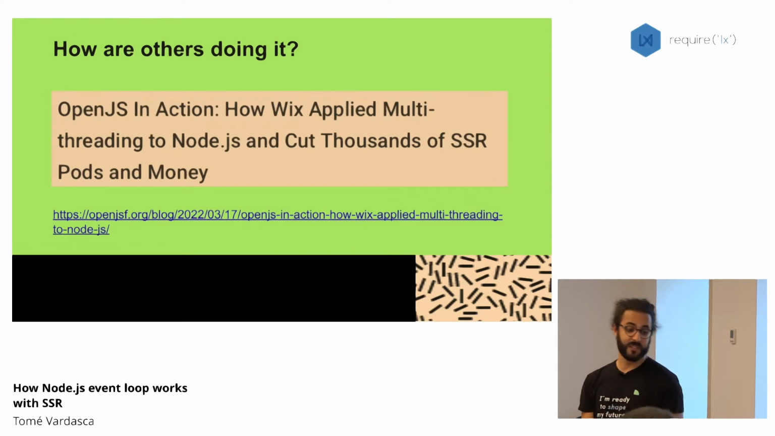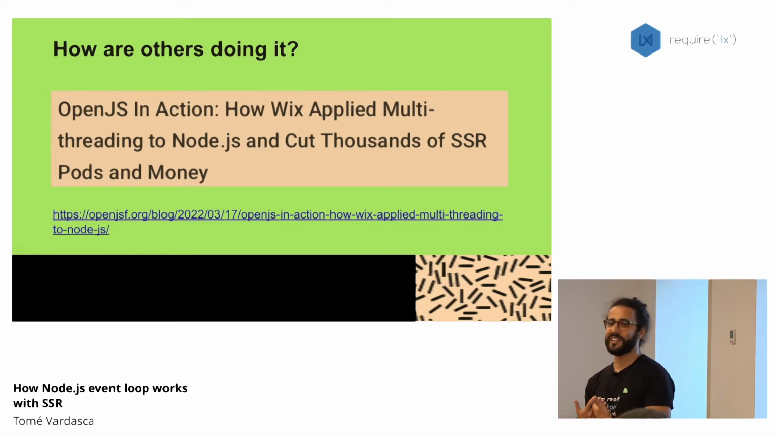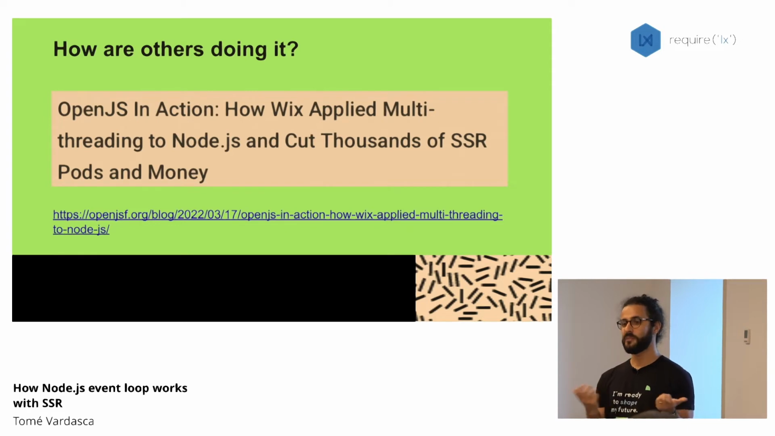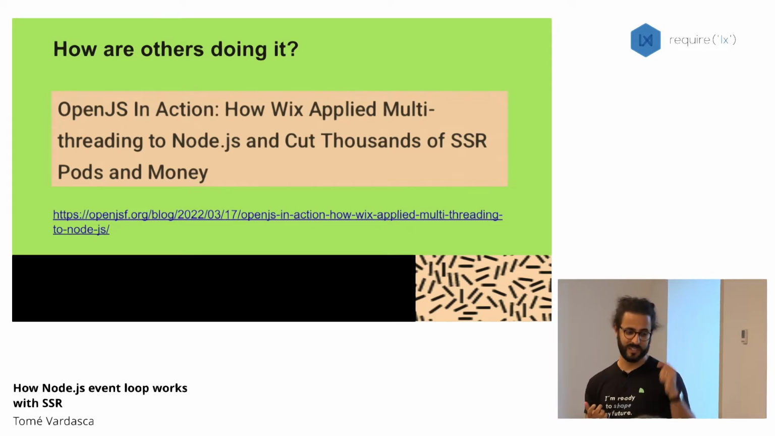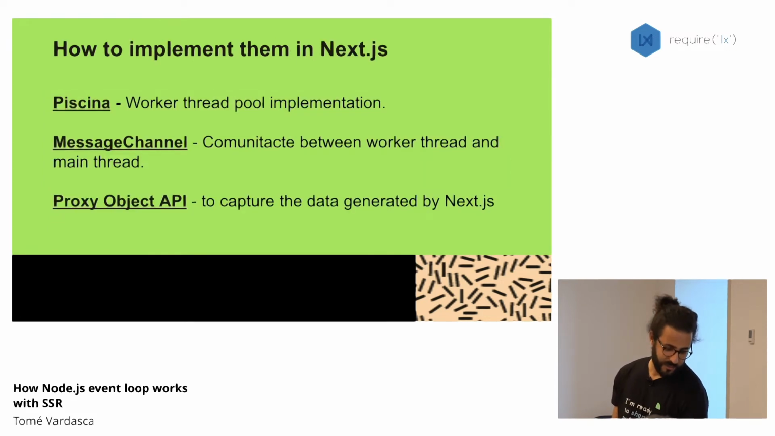And how are others doing it? This is one of the articles that inspired me for this talk. For example, Wix applied multi-threading in Node.js, but they only have the article. They don't show you why. They just say, we used React SSR, and we used worker threads. They don't go into too much detail. So it got me curious. For example, at OLX, we are using Next.js. I was thinking to myself, can we approach this? Can we solve this the same way? And that's what I went to do.